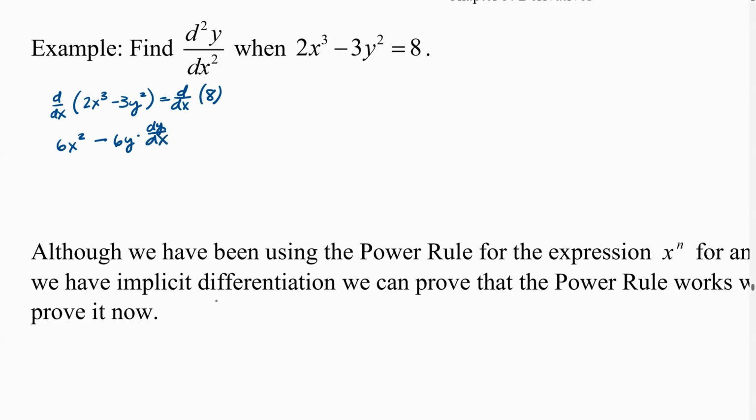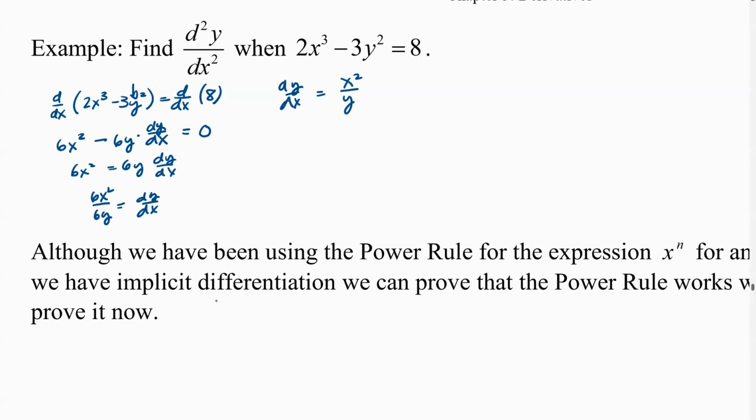Again, treat this y like it is the interior function of a composite function. The chain rule is the derivative of that y. And all this is equal to 0. I'm thinking 6x squared is equal to 6y dy dx. Therefore, dy dx is equal to 6x squared over 6y. Conclusion, dy dx is equal to x squared over y.